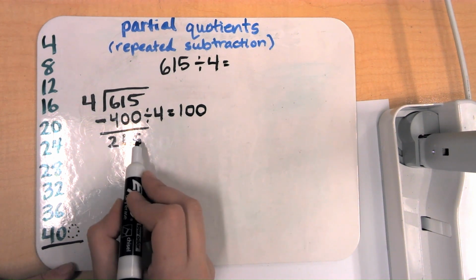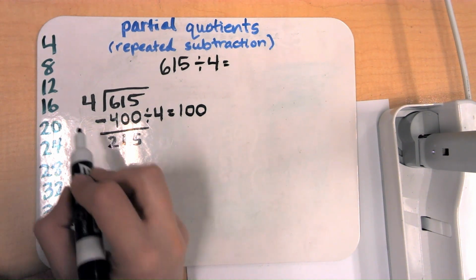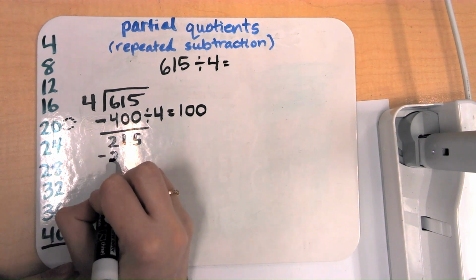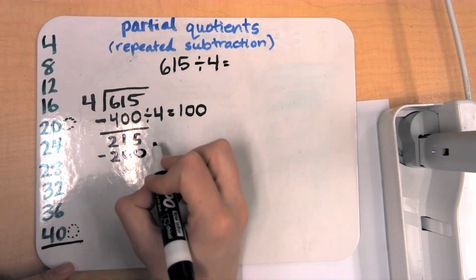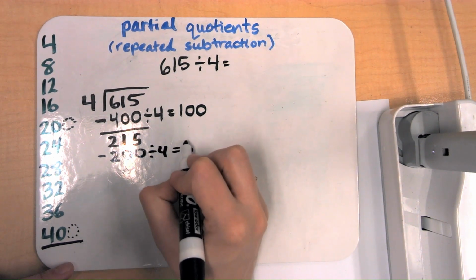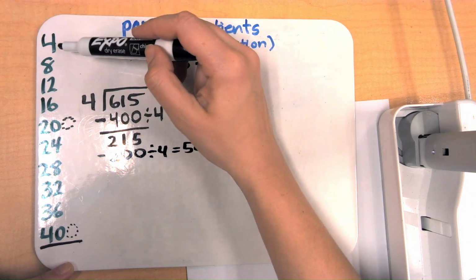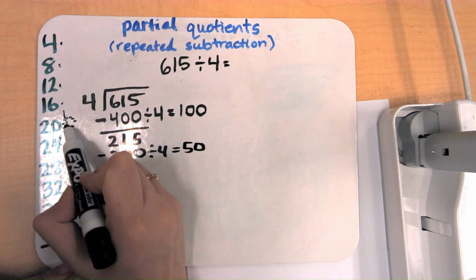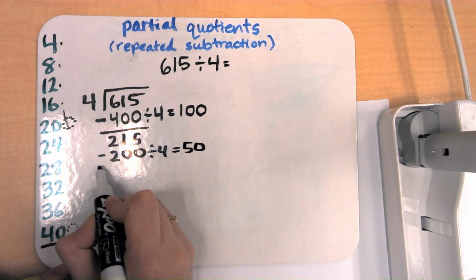All right, now 215. What am I going to do with 215? Well, look here. If I put a 0 here, that's a 200. That's going to serve me really well. 200 divided by 4 is going to equal 50. Because when I count down the list, 1, 2, 3, 4, 5, but I added that 0 right there, and so that's how I get 50.